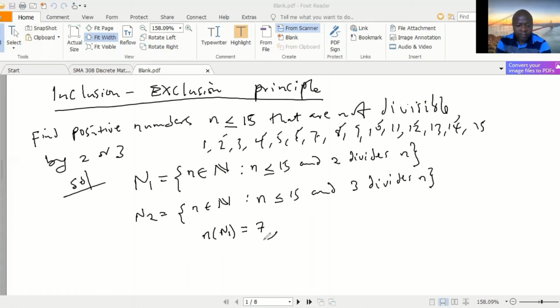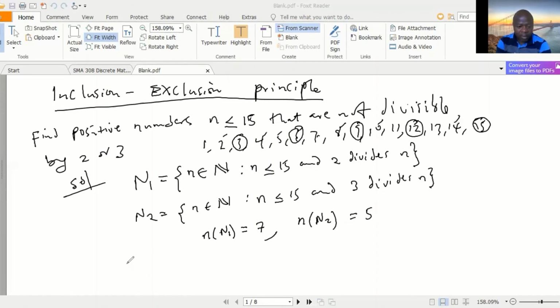What about the number of elements divisible by 3? If I take 15 divided by 3, it's just 5. So 5 elements are divisible by 3. In fact, you can just count them: 1, 2, 3, 4, 5. And you can see how I did that. Very easy. I just took 15 divided by 2 to get the number of elements divisible by 2, and then took 15 divided by 3 to get the number divisible by 3.